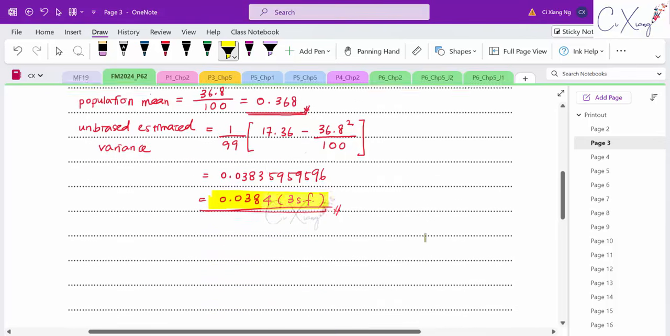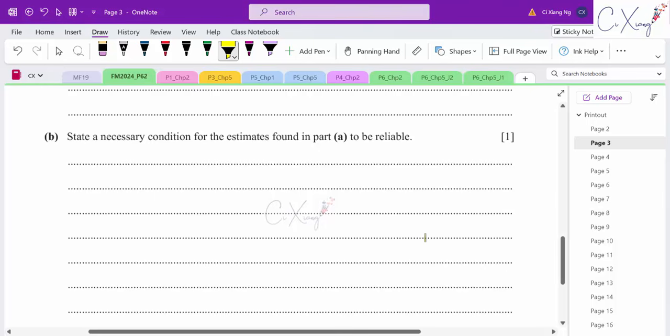Then let's proceed to part B. They are asking us to state the necessary condition for the estimates found in part A to be reliable. Since we are using a sample to estimate the population mean and variance, our sample must be a random sample so that it can represent the whole population. If you are restricted to only one part of the population to form a sample, then it cannot represent the whole. So it must be a random sample.